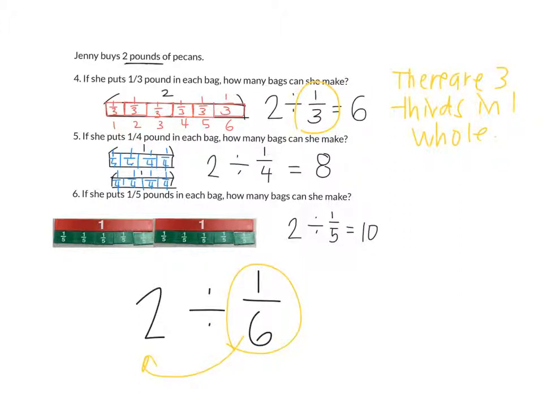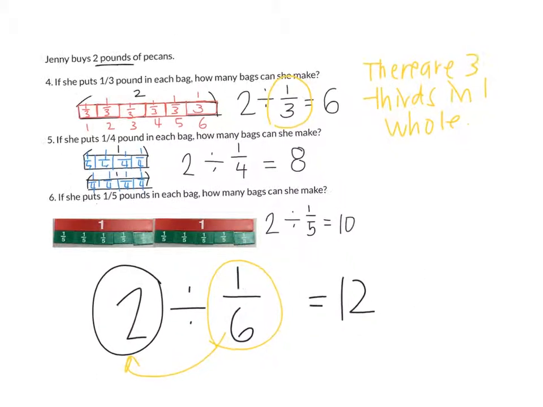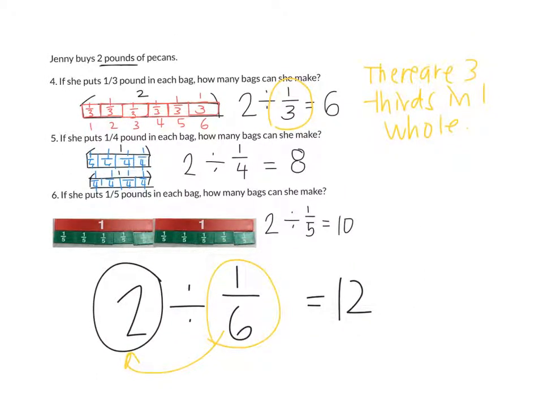So how many sixths are there in one whole? 6. So how many sixths are there in 2 wholes? 12. Does that make sense? Okay, or if I do another one, if I have 7 divided by 1/8. How many eighths are there in one whole? 8. Right, because if I have one whole, I divide it into eighths, I have 8 pieces. How many eighths do I have in 7 wholes? 56. And that's what we're doing today when we divide a whole number by a unit fraction. Okay, very good.